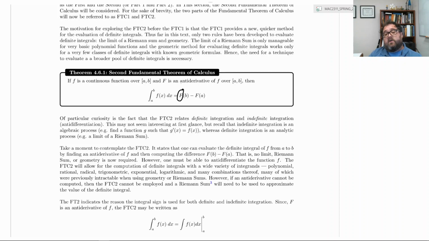So this is why we spent a significant amount of time several sections ago talking about how to find antiderivatives of various functions, because we have to be able to find an antiderivative in order to apply the second fundamental theorem of calculus. If you can't find it, then you can't use it, because that is how the method works. You find the antiderivative, evaluate at B, evaluate at A, find the difference.